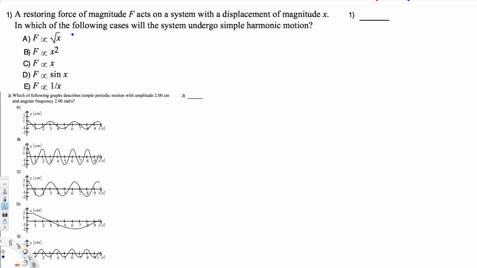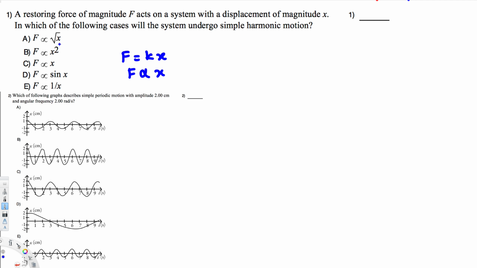The first question is asking: a restoring force of magnitude F acts on a system with a displacement of magnitude x. In which of the following cases will the system undergo simple harmonic motion? Now, in this case, we have to remember that for a spring system, F is given by kx, right? F is equal to kx. So this is Hooke's law, and from this one you can realize that F is directly proportional to x, right?